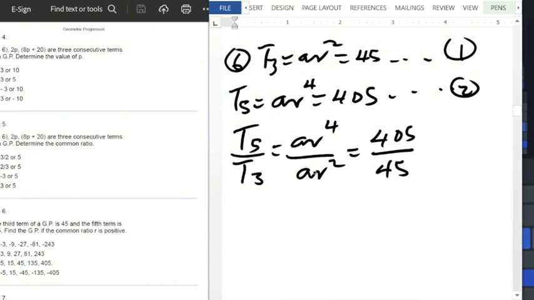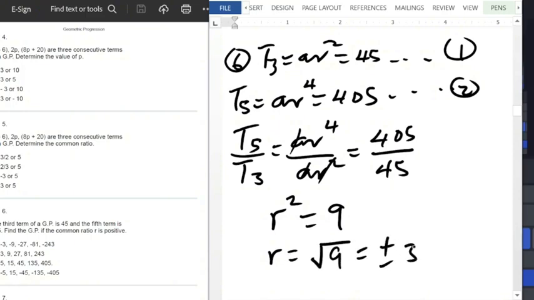So here we have a cancels a, r squared cancels r squared. So we are left with r squared equals 405 divided by 45, that is 9. So we now have r equals square root of 9, which is plus or minus 3. So we go for the positive value.